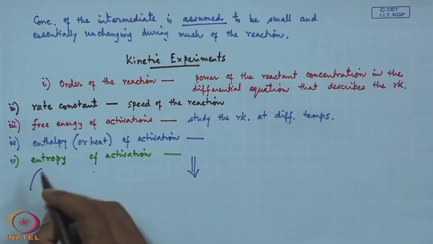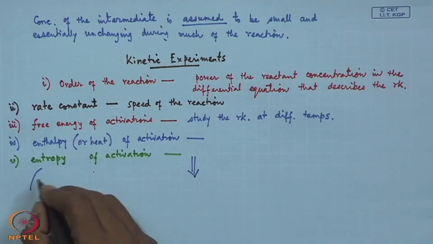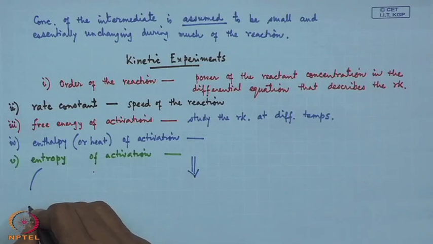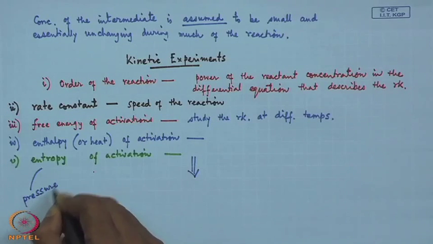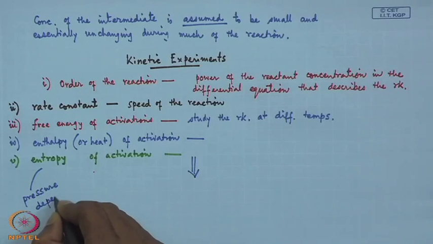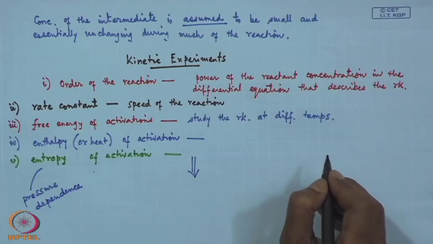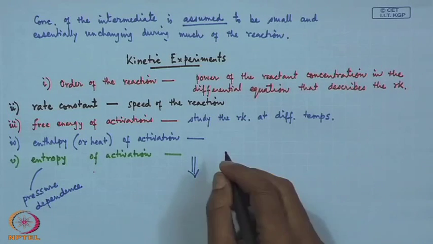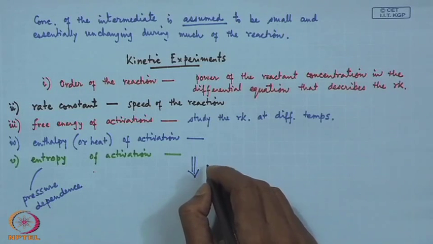So, if we determine all these together, then we can find out, because in some cases we have other dependencies also, that means the pressure dependence. If there is a change in the pressure while going from left to right, we get the corresponding pressure dependence of any particular reaction.